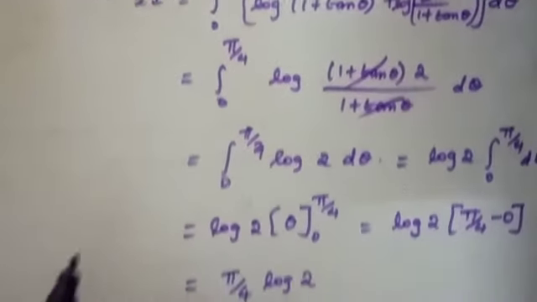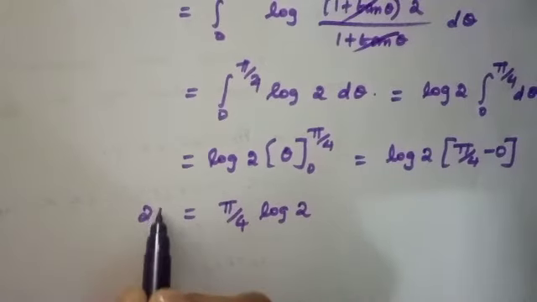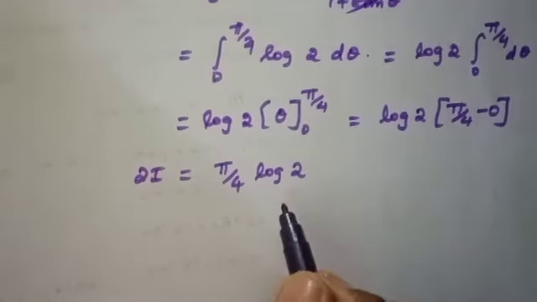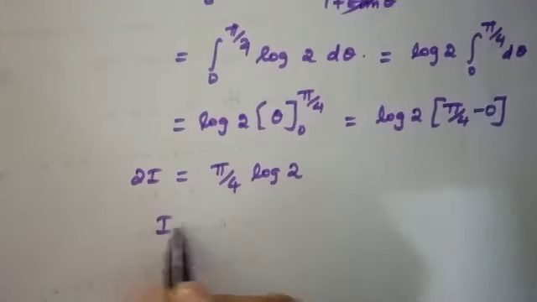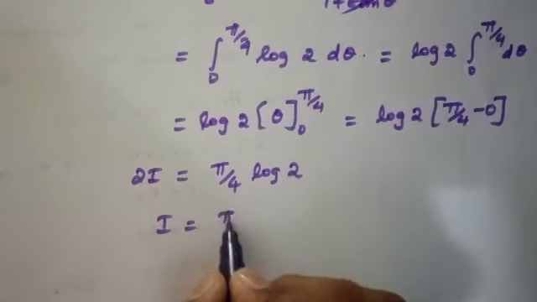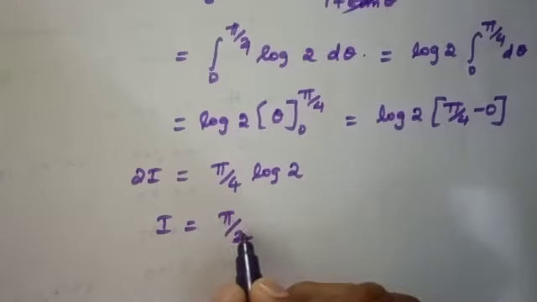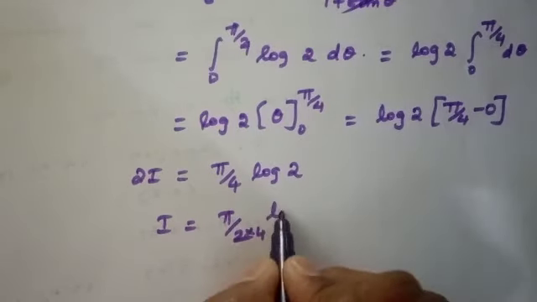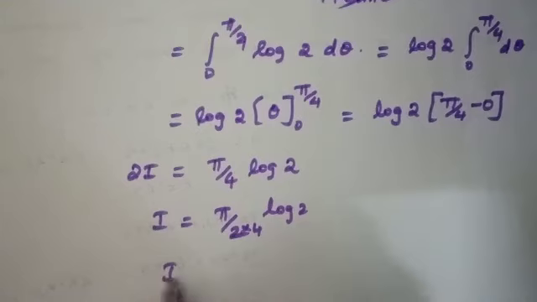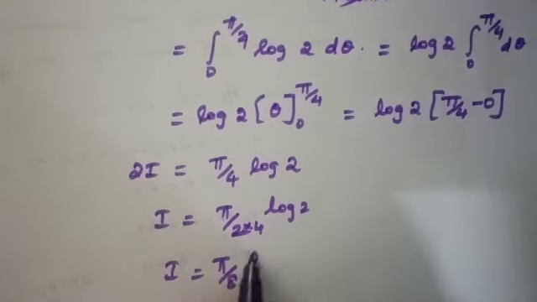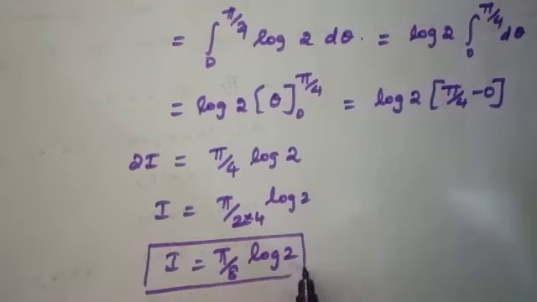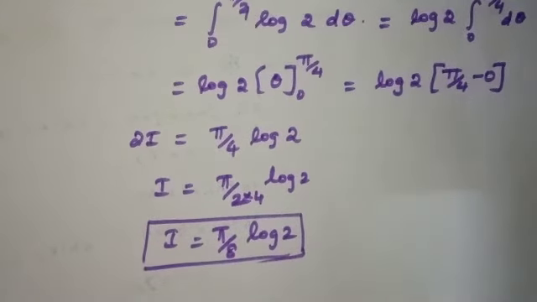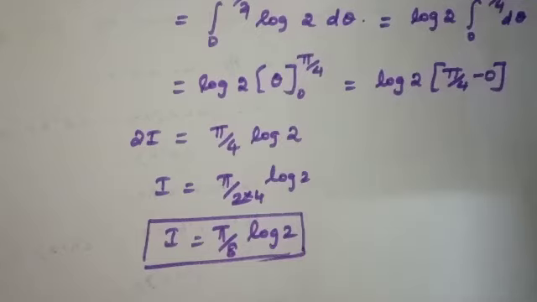On this side we have 2I. So 2I is equal to pi by 4 log 2, so I is equal to pi by 8 log 2, which is the value of the integral given. So we have proved the values are the same. Okay, thank you.